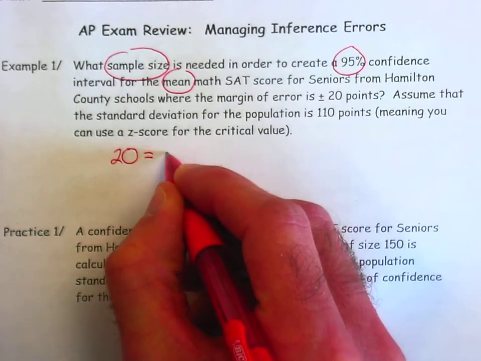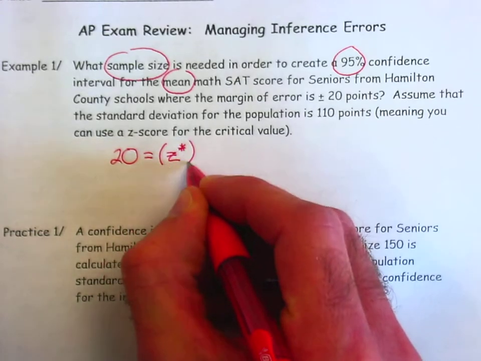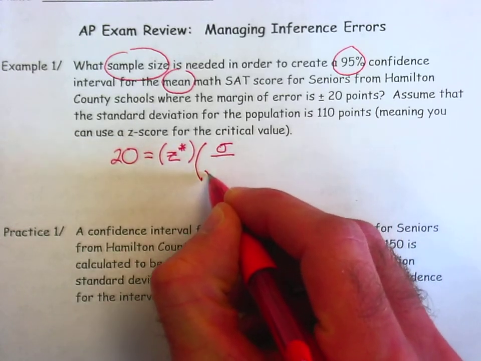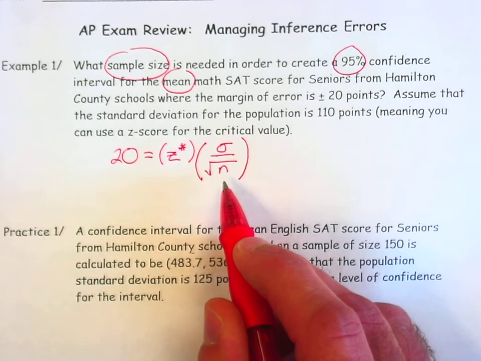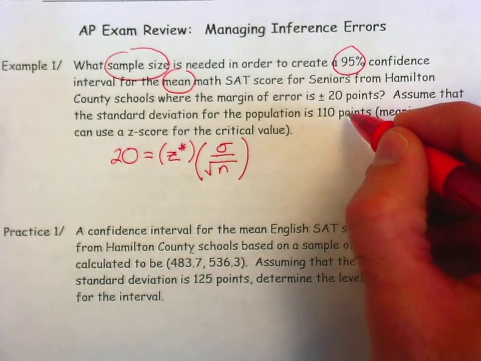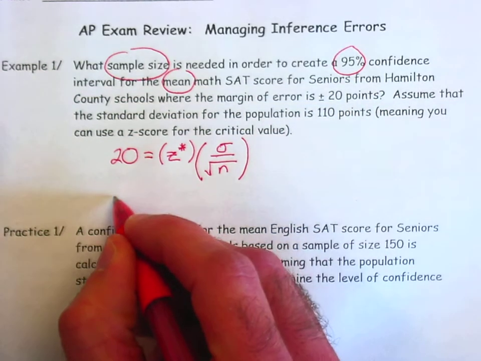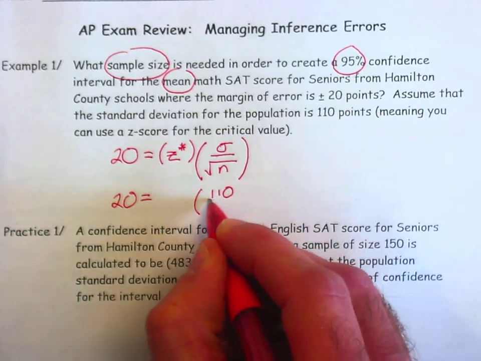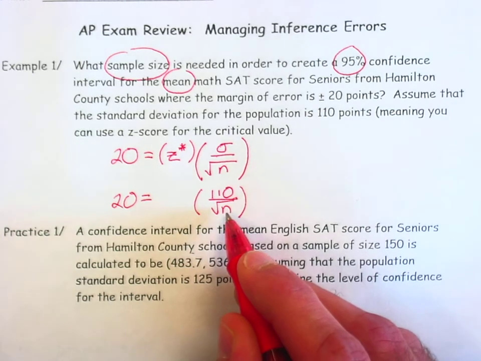That margin of error is made of two pieces. In this case, it is a z-score. And then I am going to multiply by the population standard deviation divided by the square root of the sample size, and that's my goal. I'd like to find that sample size. Now, understand, I'm assuming that the population standard deviation is 110, no problem. I don't know the square root of the sample size. That's what I'm trying to find.